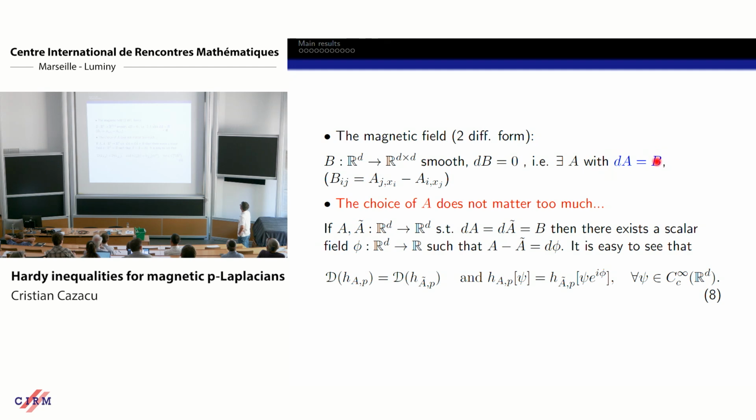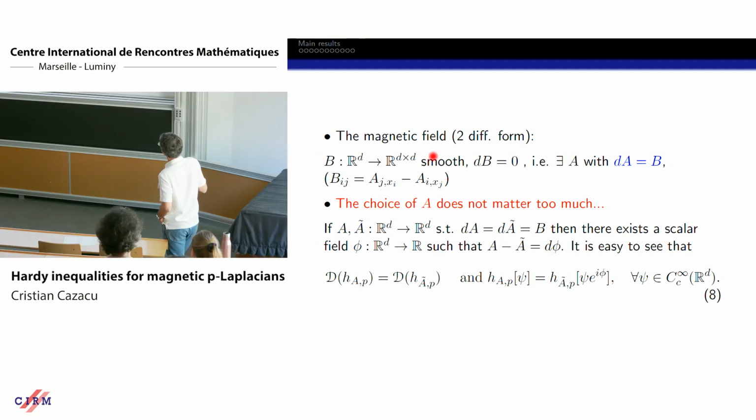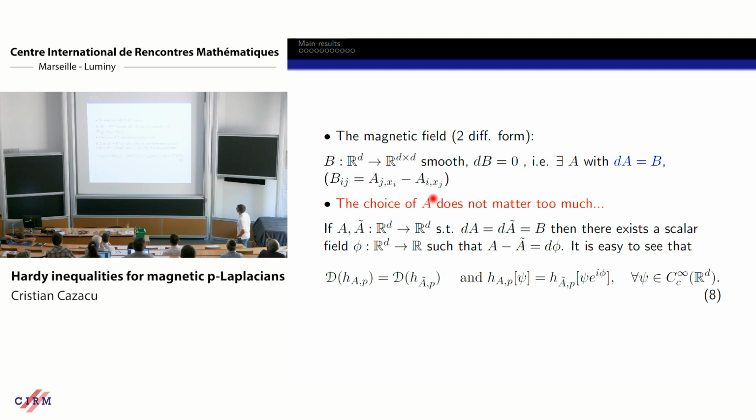So B is just the exterior derivative of A, or more precisely, the components of this matrix tensor B are given by this difference between the cross partial derivatives of the magnetic potential A. So this is the mathematical formulation. From the physical point of view, B is the quantity that really matters. B is unique. So for a unique B, we may have various magnetic potentials A satisfying this equation.